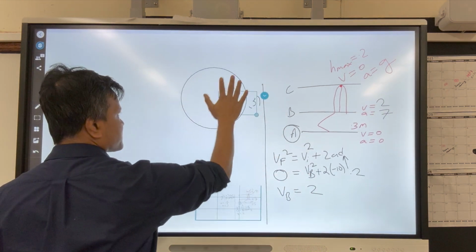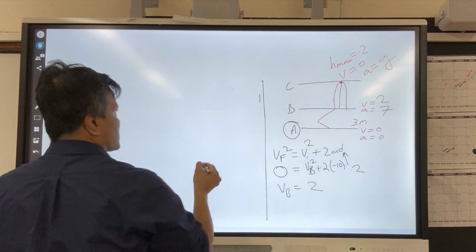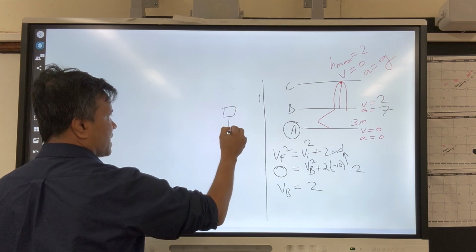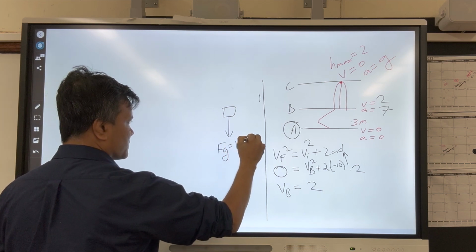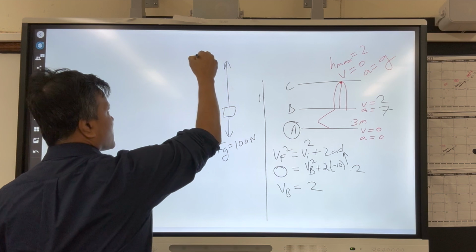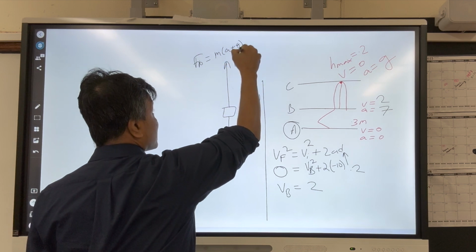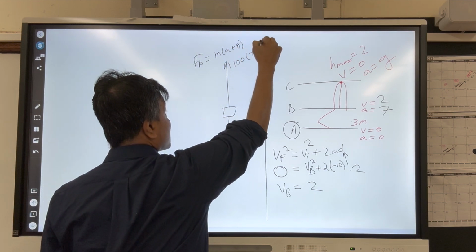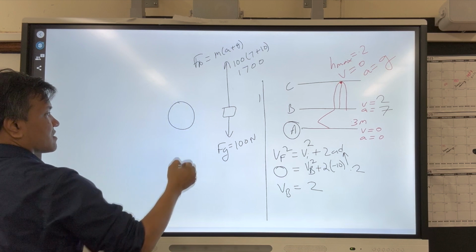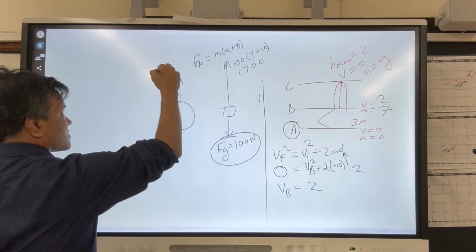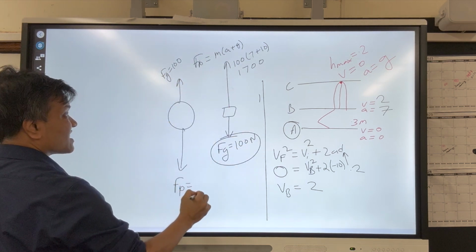So I can erase it. What did I want to find? The acceleration of the earth. This is the acceleration of the man. The man is 100 kilograms. So 100 kilograms means the weight is how much? 1000 Newton. The push is m times a plus g. So m is 100, a is 7, g is 10. So 1700. Earth, Fg is 1000 Newton, and Fp is 1700 Newton.